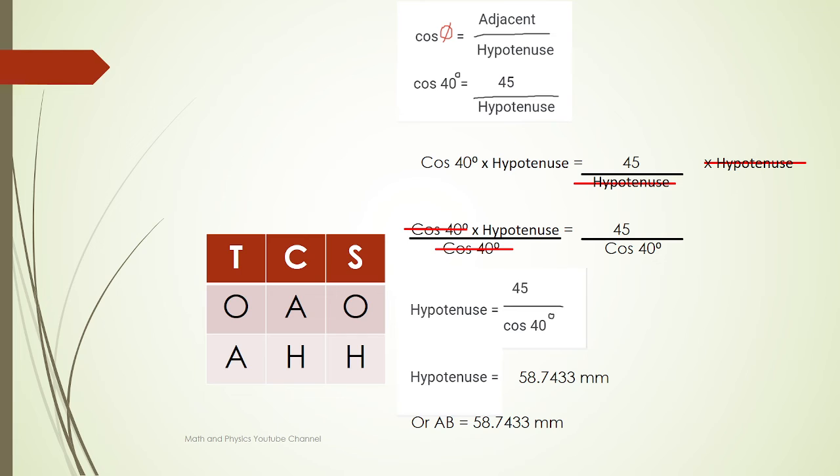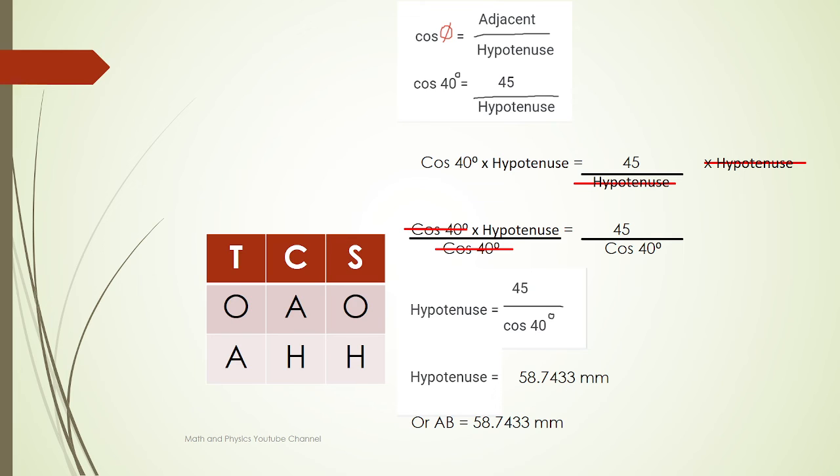So when you work it out on the calculator, which I showed you previously, you will get the hypotenuse is equal to 58.7433 millimeters, or AB is equal to 58.7433 millimeters. Okay? Now we know that the answer is correct, because based on the length of the given measurements on the triangle, we had 45 millimeters, and the longest side is the hypotenuse. So 58.74, you can assume that it is reasonably correct.